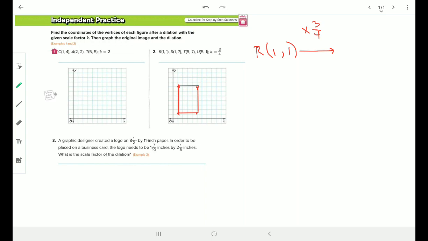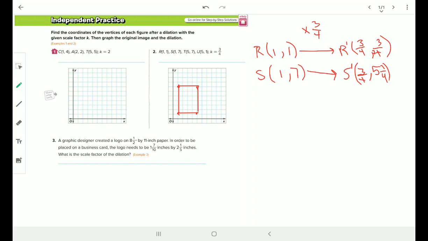So if I multiply 3/4 by 1, notice R prime, that's my new point, is going to be 3/4, comma, 3/4. Right? We just multiply it by that new scale factor. If I do the same thing with S, we have the point 1, 7, and my S prime, my new point, is going to be 3/4, comma, 21/4, which is just 5 1/4, right? So putting it as that mixed number might help you when it comes to graphing, okay?